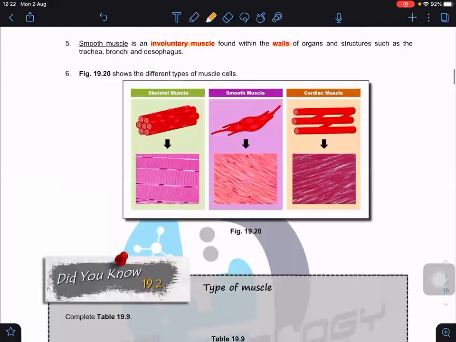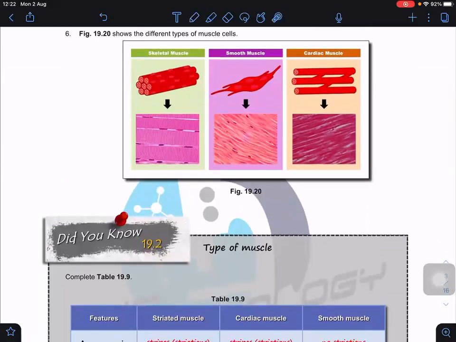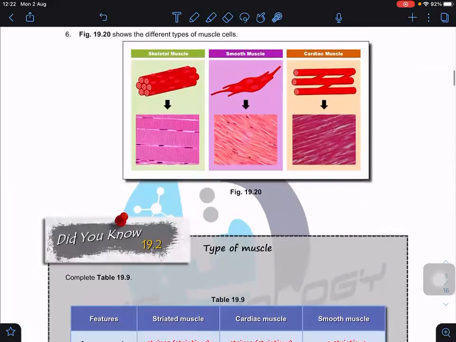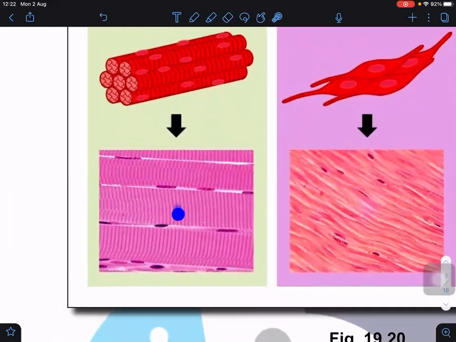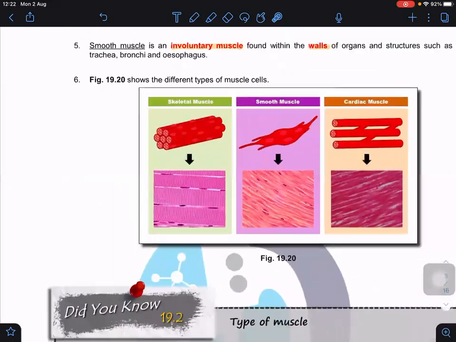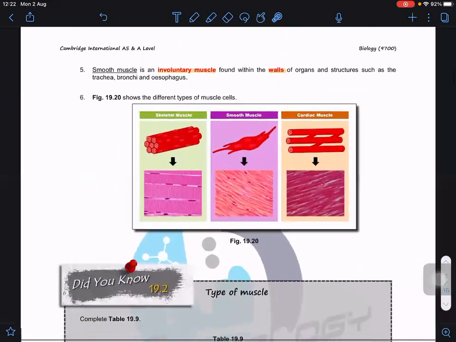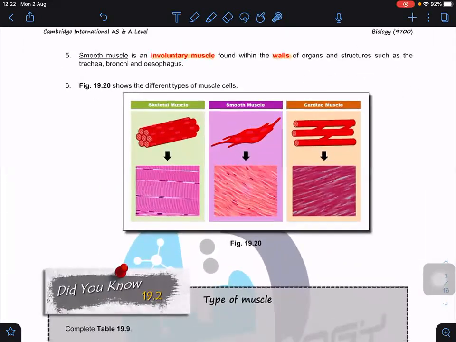So look at the structures. Skeletal muscle is also known as striated muscle because of the striations. If I enlarge it, can you see that? This line is known as the striation. They are more of a cylindrical shape. How about smooth muscle? Smooth muscle is more of a spindle shape.